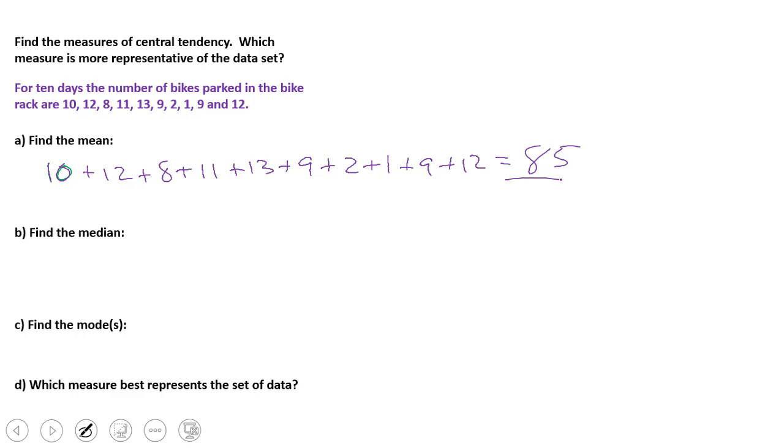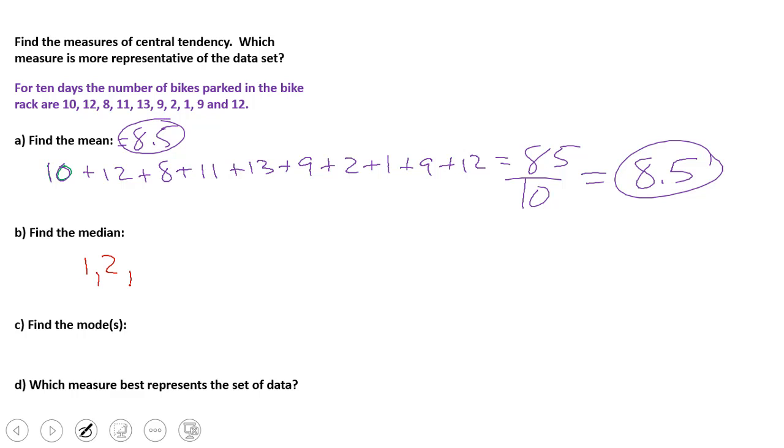And I already know that there's 10 items of data. I don't have to count it. It told me those were over 10 days. So 8.5 is my mean. The mean is 8.5. And to find the median, I of course have to put the data set in order from least to greatest. So 1, 2, and then we go 8, 9, 9, 10, 11, 12, 12, 13.